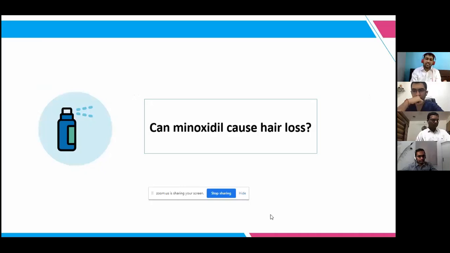So there are some companies who have added sphingolipid bases in minoxidil solution, which tends to increase the absorption. But what works is minoxidil only.